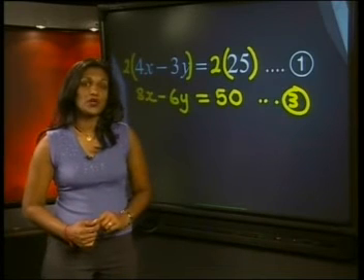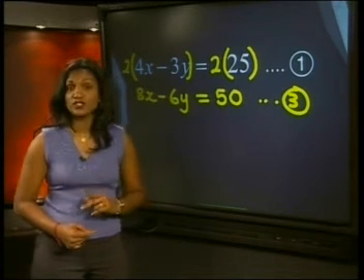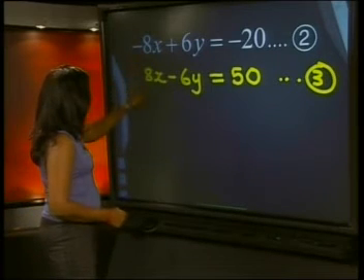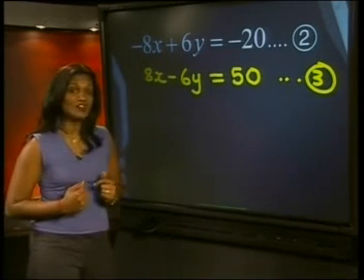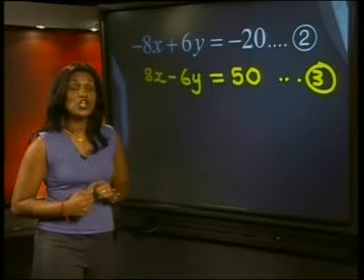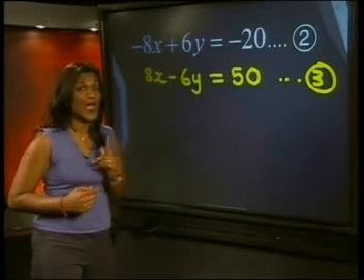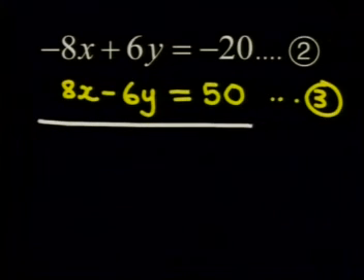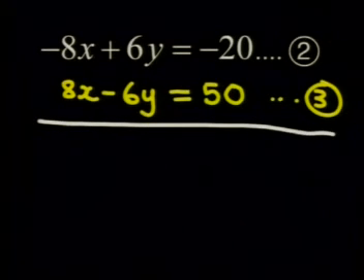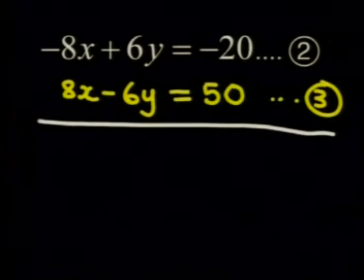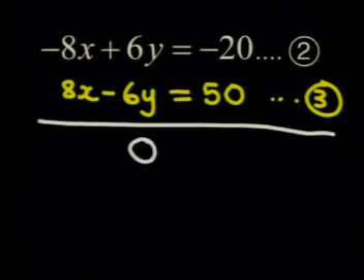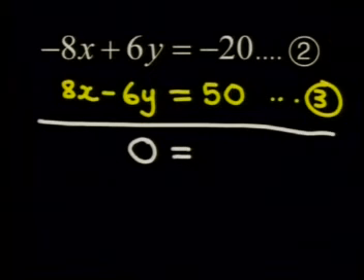What should I do now? We have two simplified equations with the x's and the y's all lined up. Should we add the equations or subtract them? To eliminate the x's, it would make sense to add. So, equation 2 plus equation 3 will give me minus 8x plus 8x, which gives me 0. 6y minus 6y, which gives me 0, is equal to minus 20 plus 50, which gives me 30.